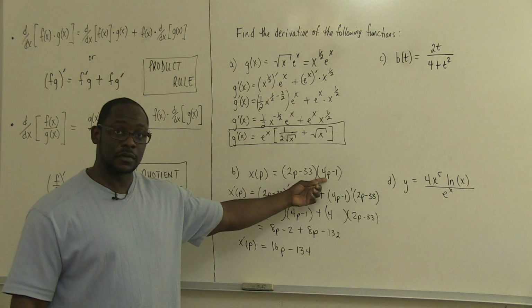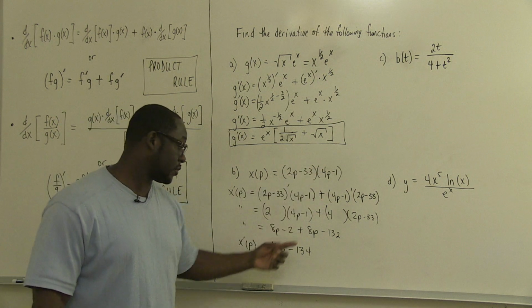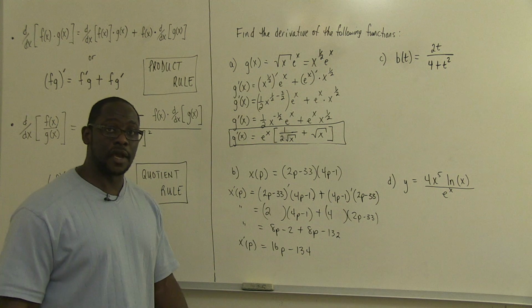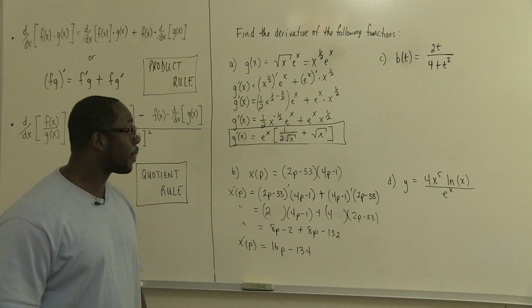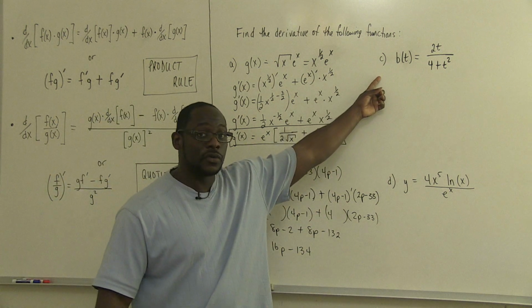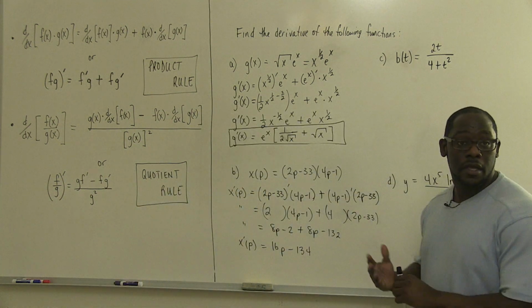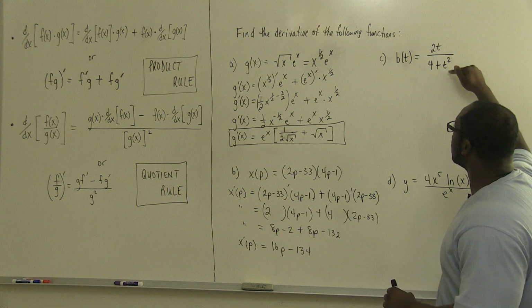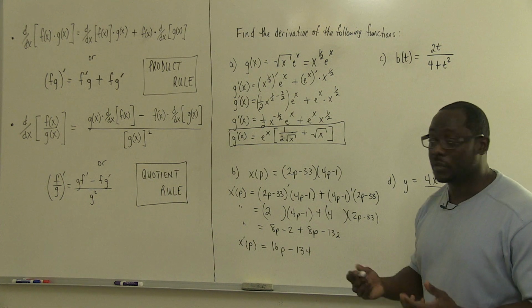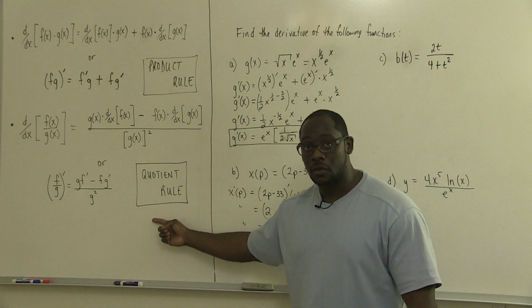of this particular function, or polynomial rather, will just be 16p minus 134. Moving on to example C now. Notice here for example C that we have a function being divided by another function. So in this case, we can employ the quotient rule.